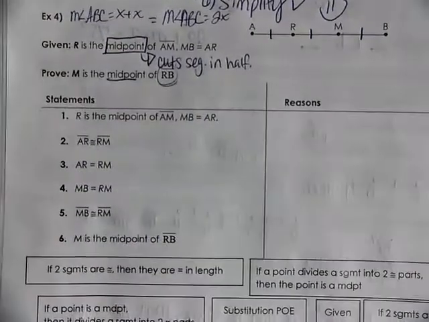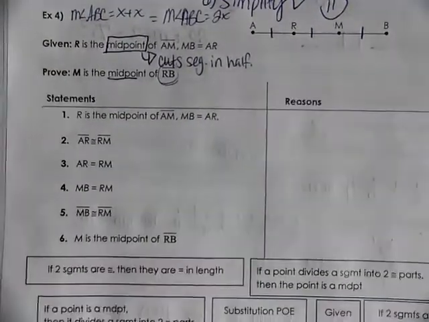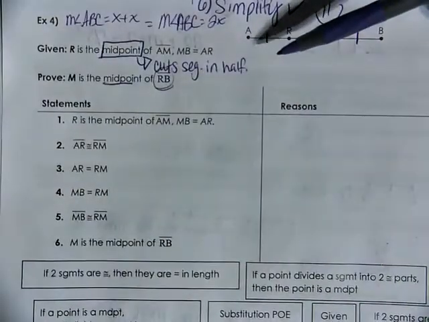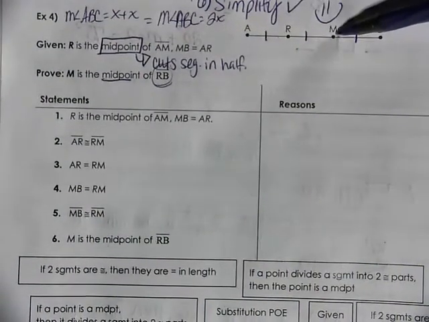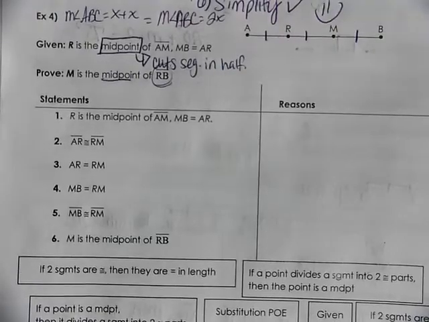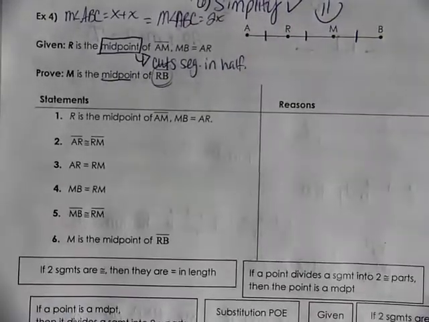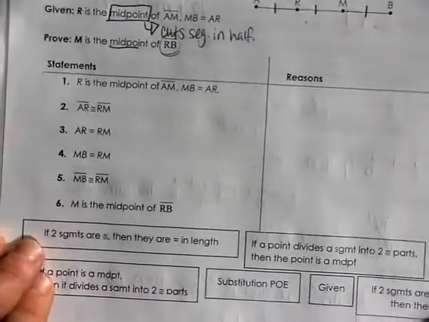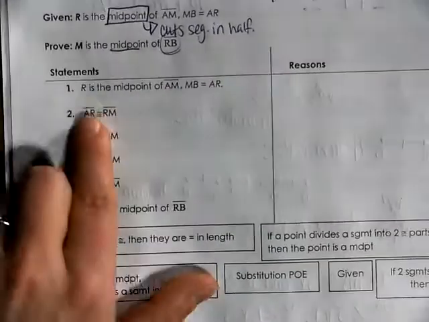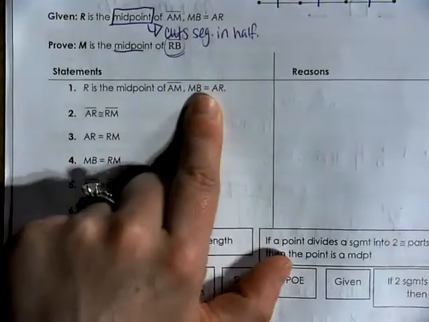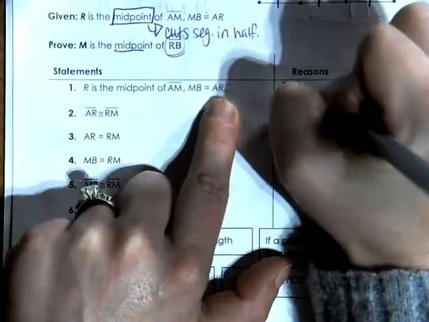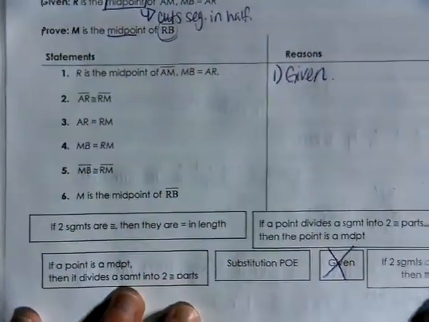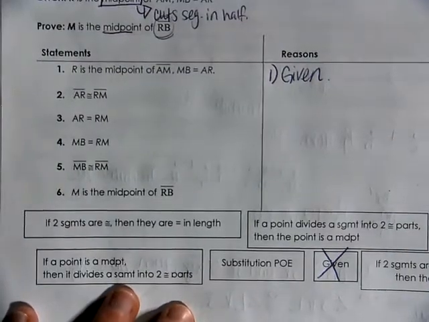What did you do to try to gain a sense of what you were doing here? So I can see that I might be working with maybe the substitution property, a replacement property. I know that I might be working with the definition of midpoint. So there's a lot of pieces that I might be working with. But number one thing that I know is that my first statement, R is the midpoint of segment AM and MB equals AR, I'm going to write that because it is given. And writing something because it is given is always our first step.